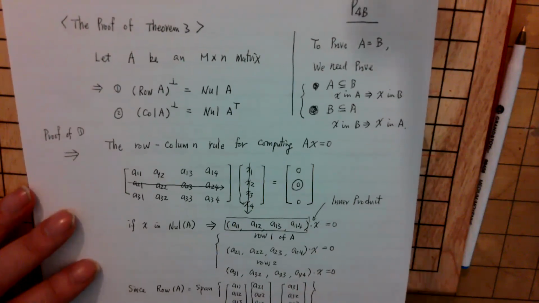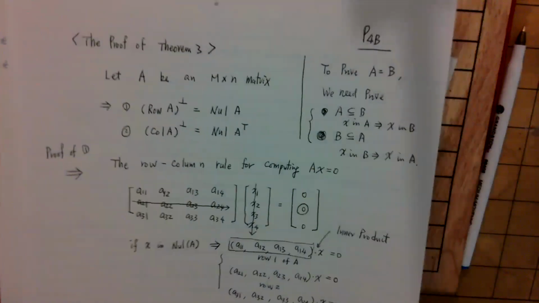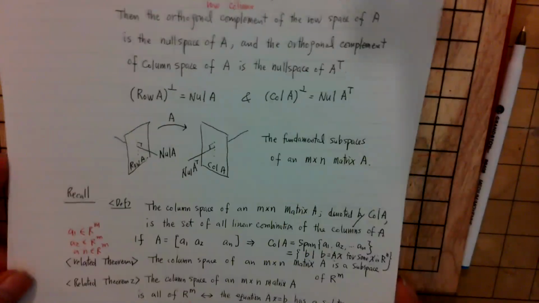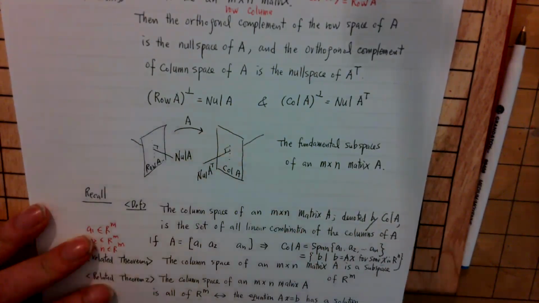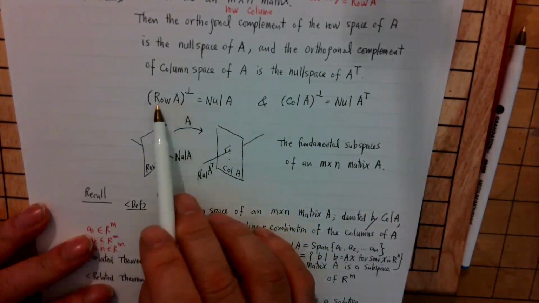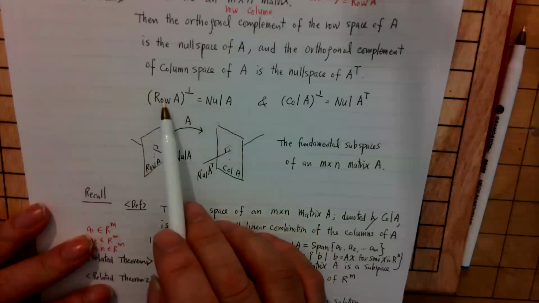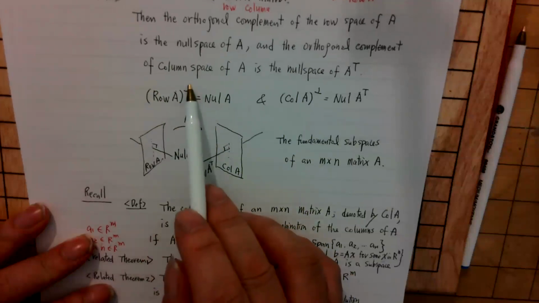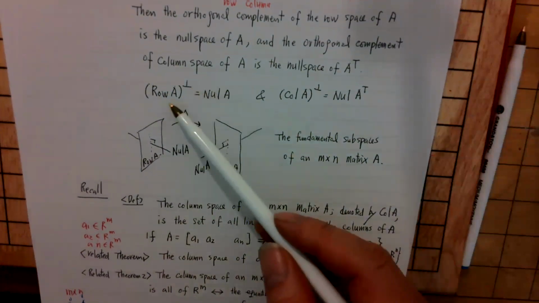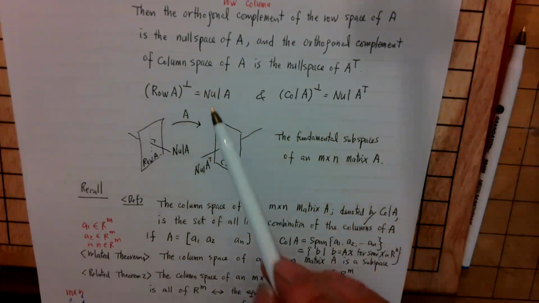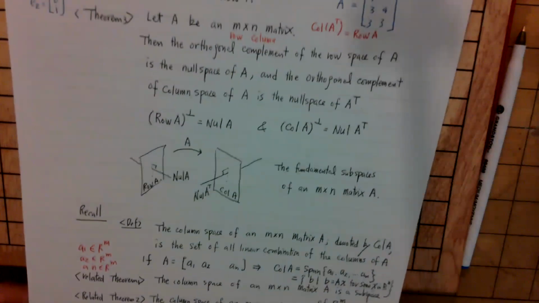Now let's look at the next one. We're going to prove the theorem now. This is a proof. Look at here. We want to show that the row space of A, and the space orthogonal to the row space of A, is going to be null A. Why is this true? I'm going to show you the proof now.